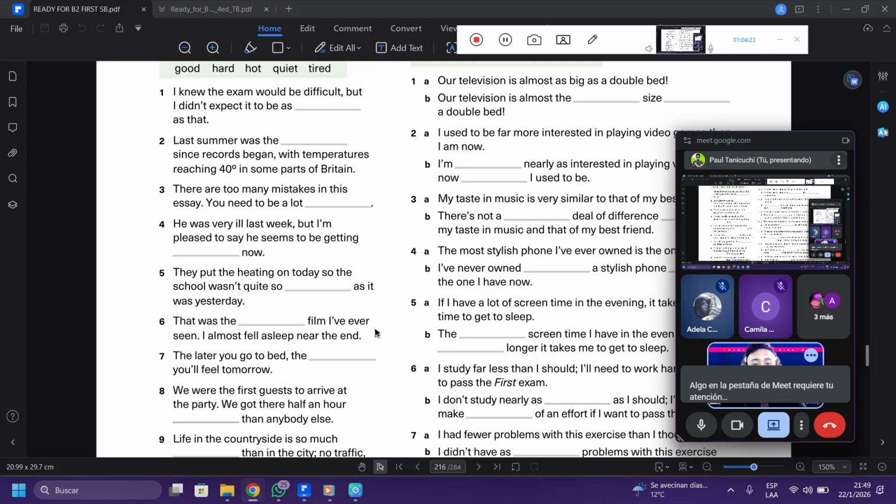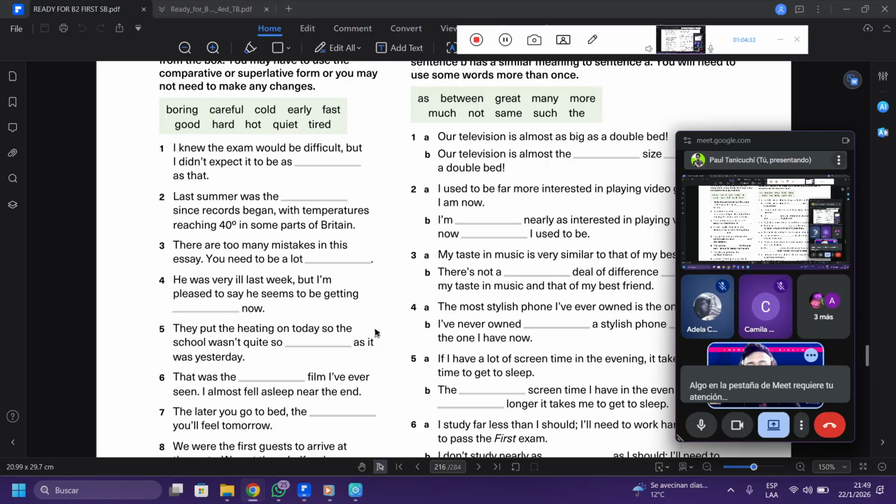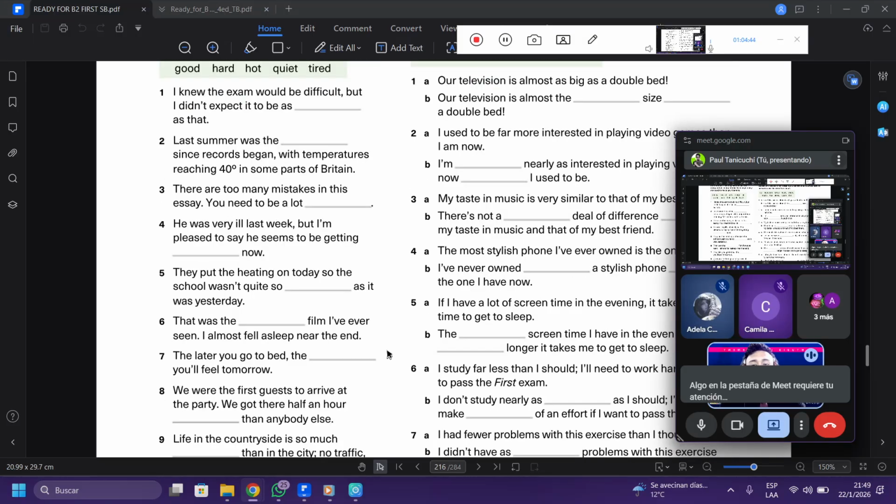Number 5. It's put a heating on today, so the school wasn't quite so... as it was yesterday. Number 5. Cold. Cold, perfect. It wasn't quite so cold as it was yesterday.